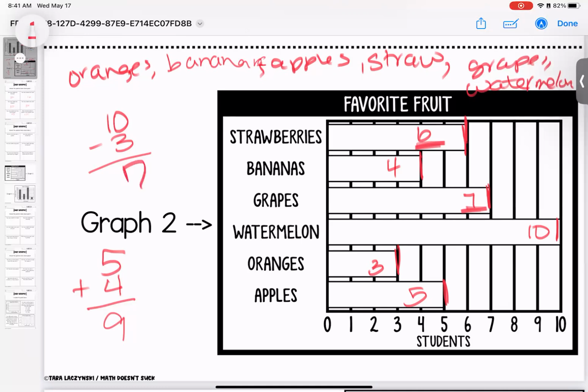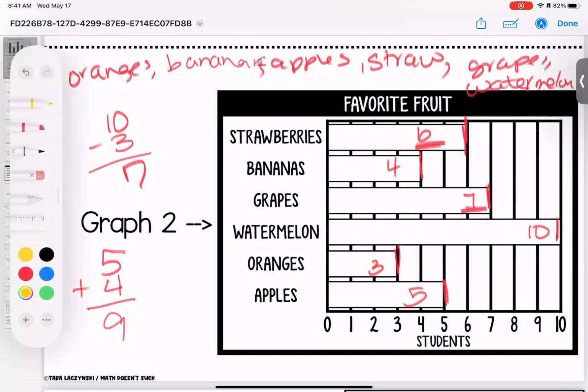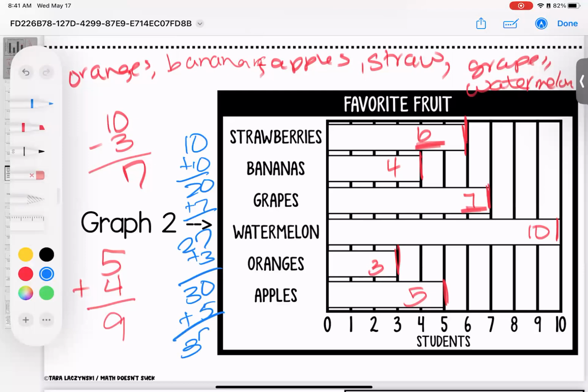And what is the total number of students that are surveyed? So here we have to add our total. So watermelon was 10. Let me change my color. Whoop, there we go. So watermelon was 10, plus strawberries and bananas are another 10. So that's 20. Grapes are 7, so 27. 3 for oranges is 30, and then 5 for apples is 35.